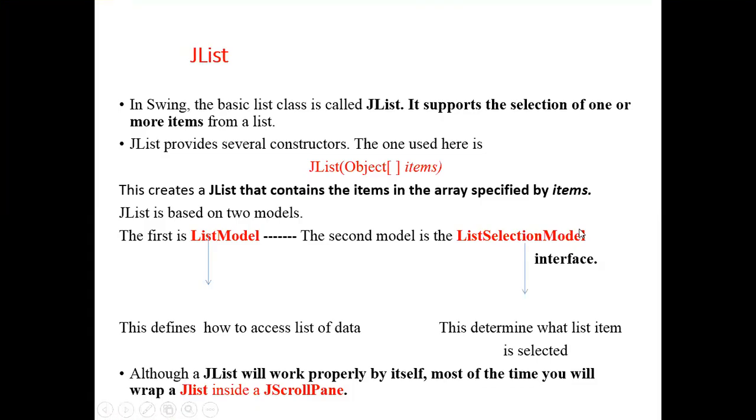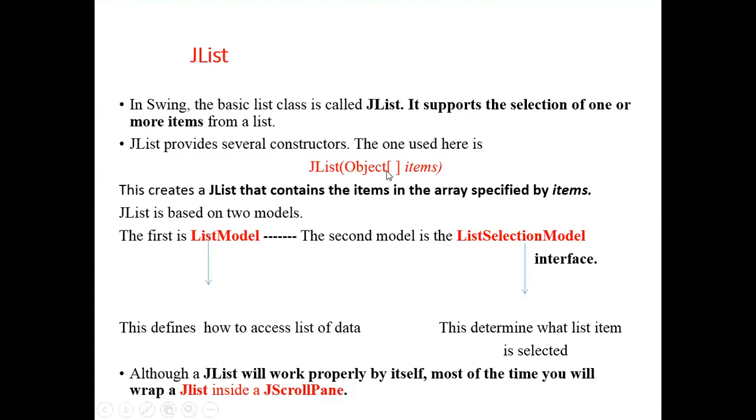Good morning, students. In this class, we'll understand what is JList component. A JList component is like a list of items. You can select one or more items from that list. It is like a menu of your hotel. So you can select one or more items to order. In the same way here, you can select one or more items to perform any operation.